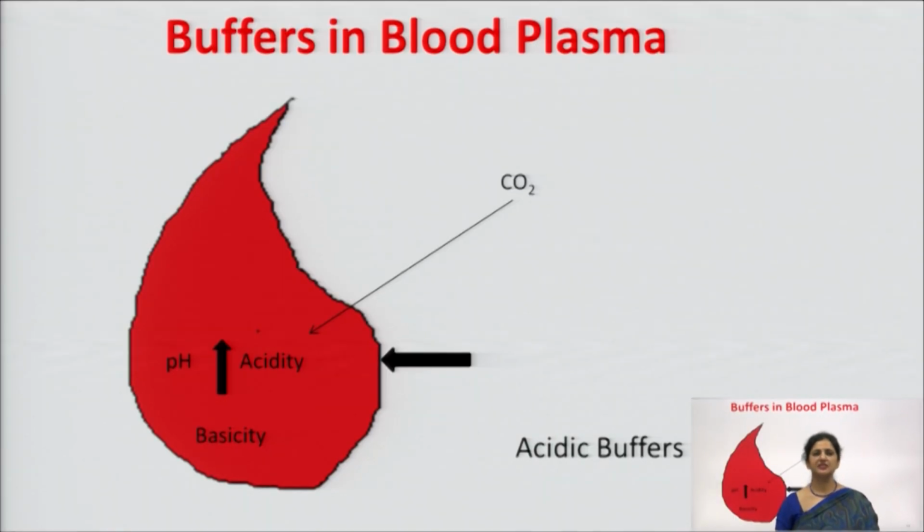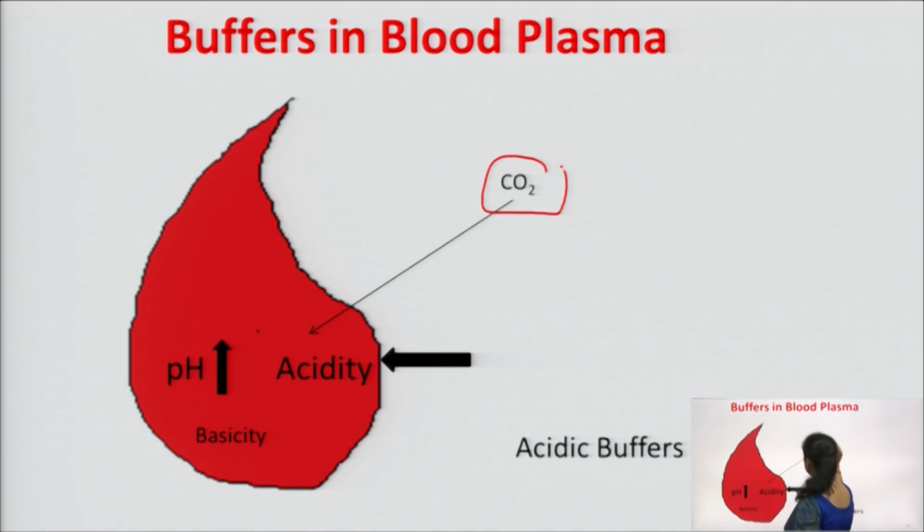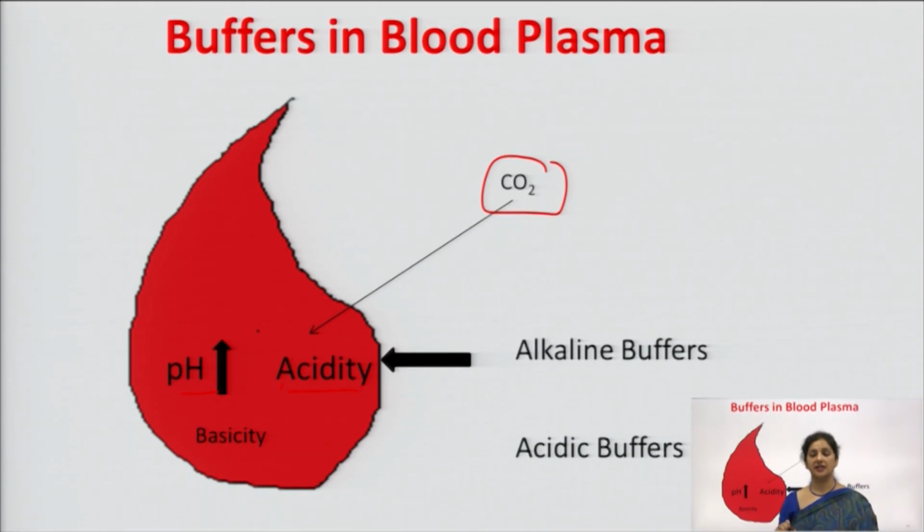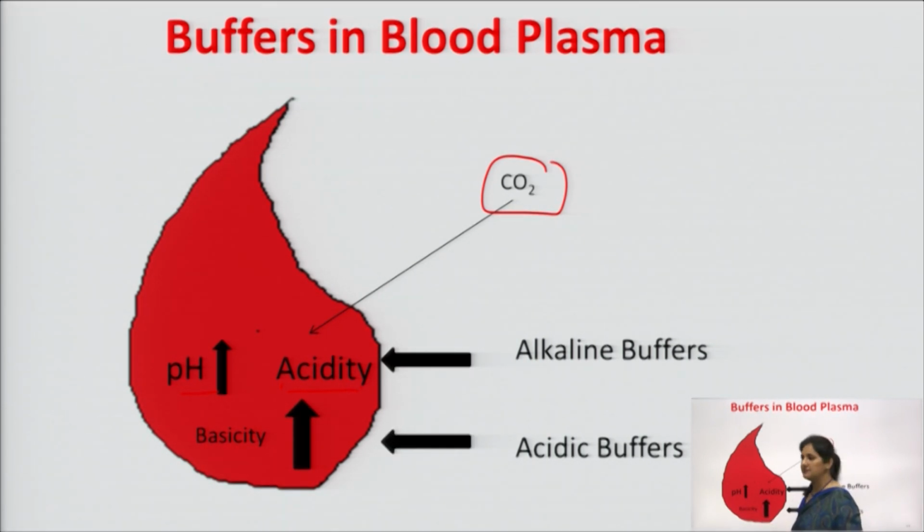Now, just have this pictorial view. What happens when CO2 comes into the blood? The pH decreases and the acidity increases, which can cause a problem. So, alkaline buffers come into play. Likewise, when basicity increases, the acidic buffers help to maintain the pH and act as a buffer.